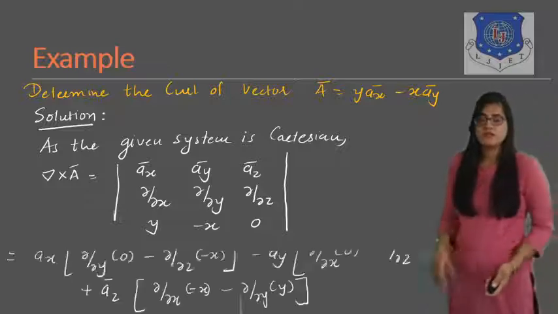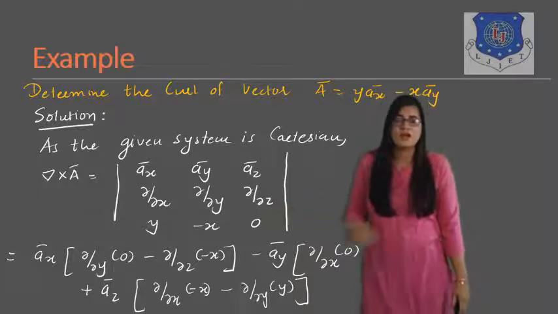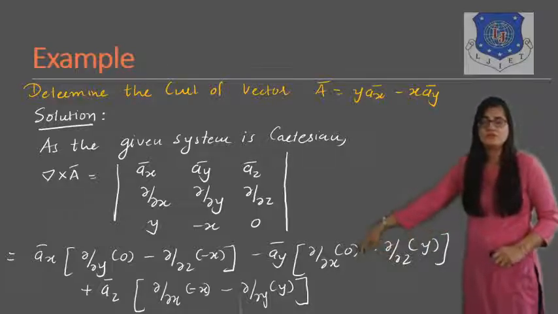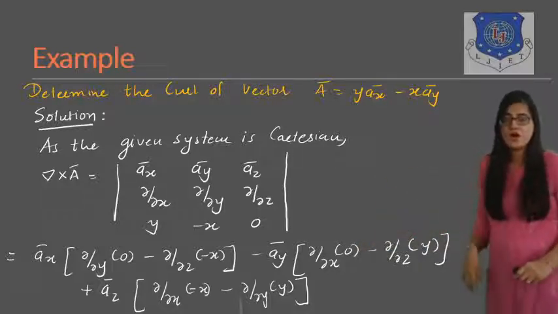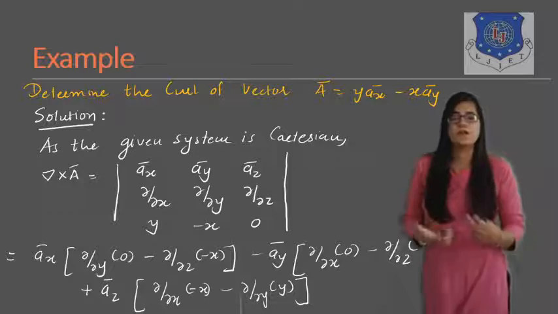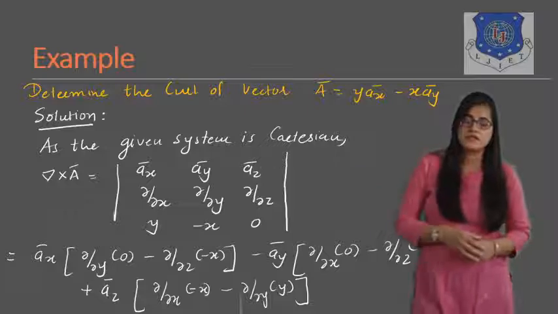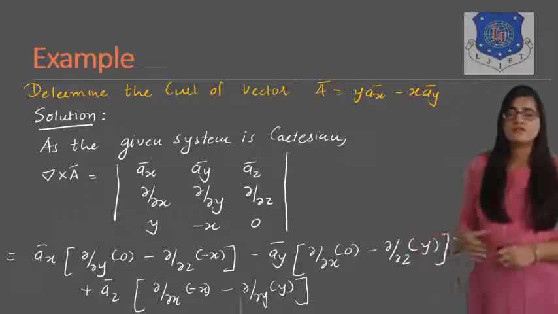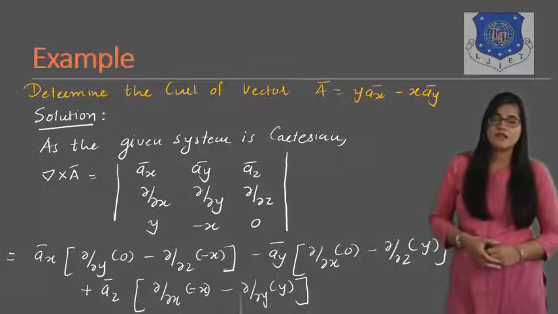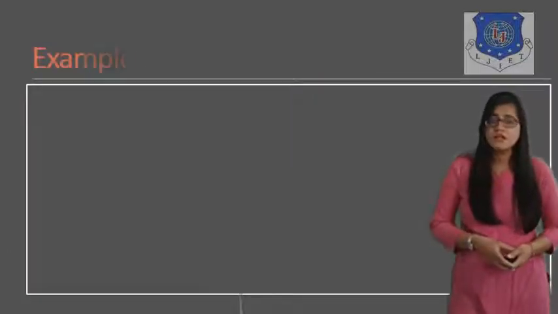If we find the determinant, it looks like this: ax as it is, del by del y of 0 minus del by del z of minus x, then minus ay into del by del x of 0. For the second term, ay, you have to take the minor of the first and third column, means del by del x of 0 minus del by del z of y, plus az, the minor of the first and second column will be taken. So del by del x of minus x and del by del y of y will be taken. So for this case, your del cross A can be written as minus 2 az. So this is the curl of vector A.